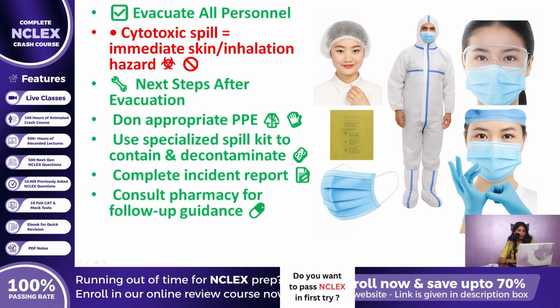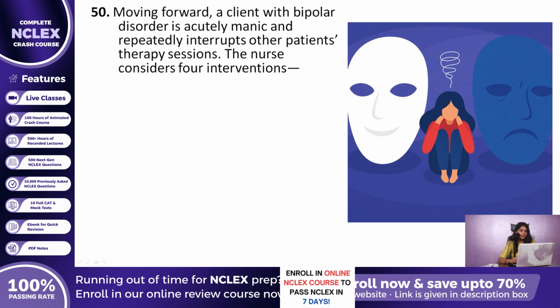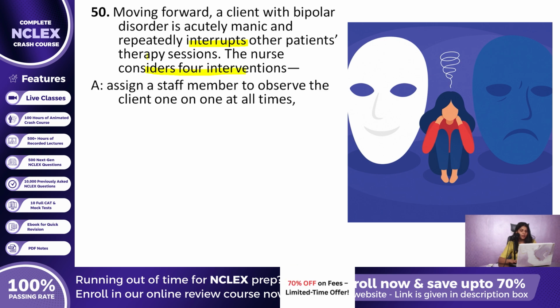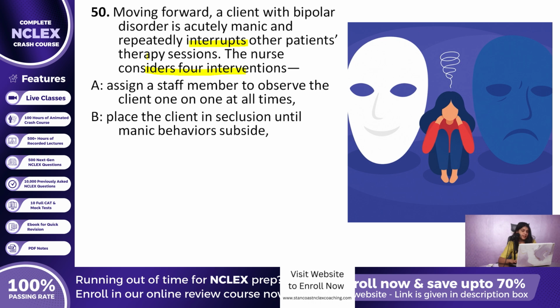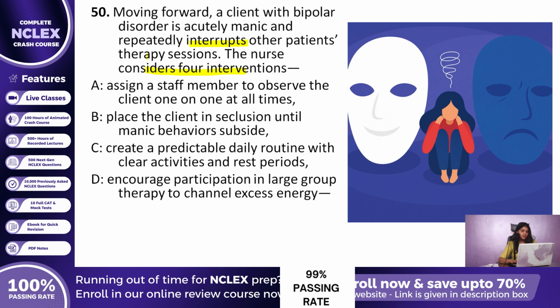Question 50. Moving forward, a client with bipolar disorder is acutely manic and repeatedly interrupts other patients' therapy sessions. The nurse considers 4 interventions. A. Assign a staff member to observe the client one-on-one at all times. B. Place the client in seclusion until manic behaviors subside. C. Create a predictable daily routine with clear activities and rest periods. Or D. Encourage participation in large group therapy to channel excess energy.